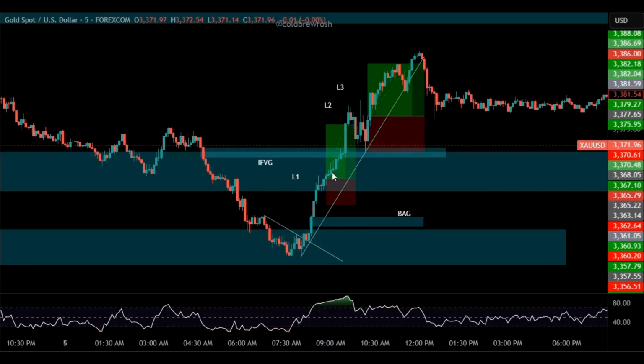You could take this trade or wait for this level 2 to be created, and then price dips back into that inverted fair value gap from the 4-hour chart. It's also dipping back into a 5-minute inverted fair value gap. Then it moves to the upside. You don't necessarily get your full 2-to-1, but you'll still get a 1.5.